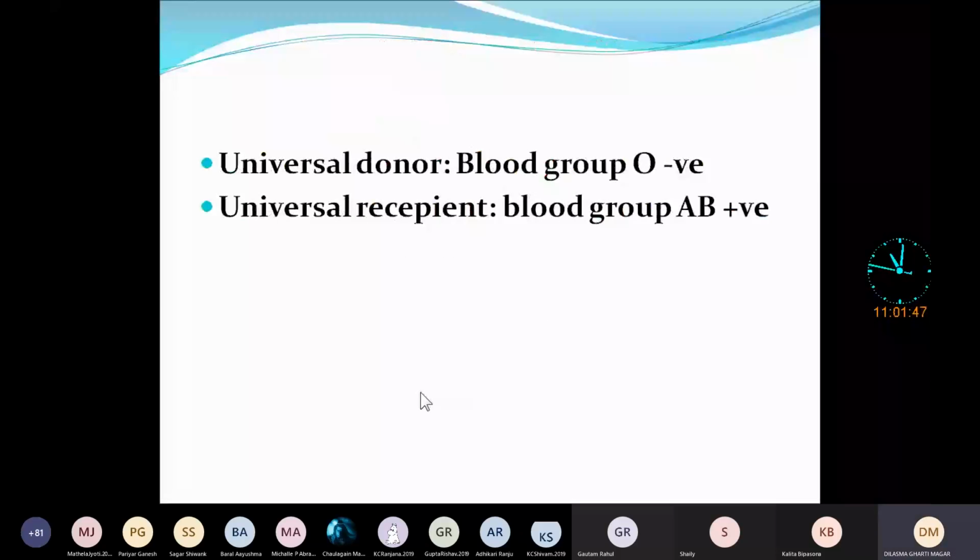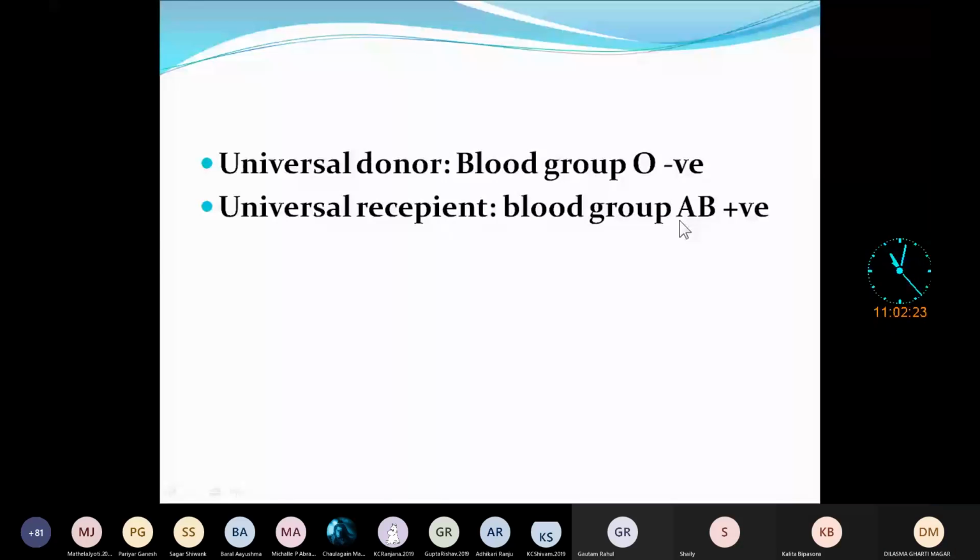Now, this may be asked. Usually we don't do this, the universal donor or the universal recipient, but still you should know which blood group is known as the universal donor and which blood group is known as the universal recipient. So the donor is blood group O negative. In the case of blood group O, there is no antigen on the surface, and there is also no D antigen, isn't it? So the universal donor is blood group O negative, and the universal recipient is the AB blood group, that is AB positive. Understood here?